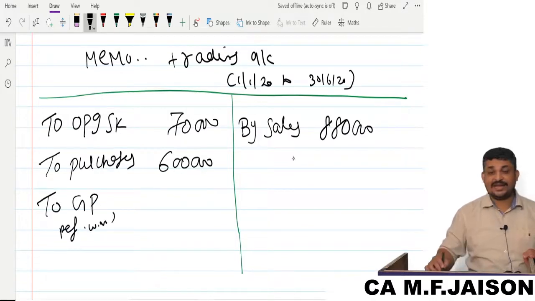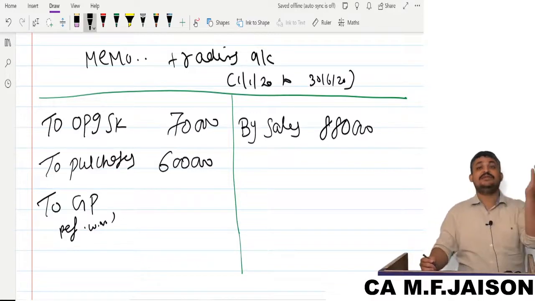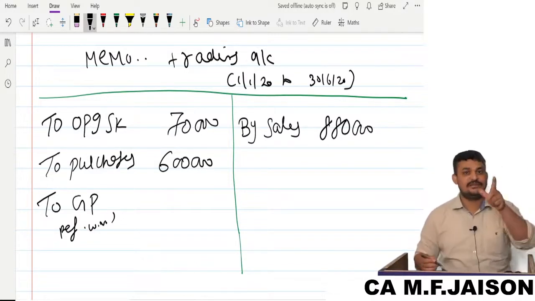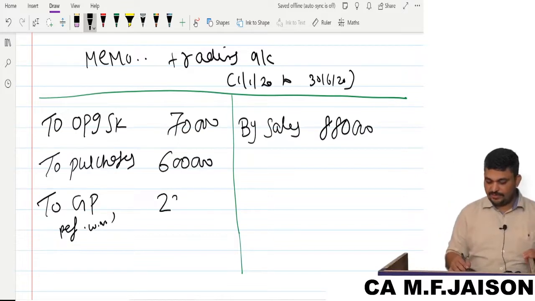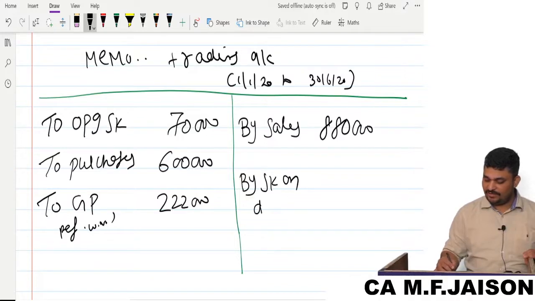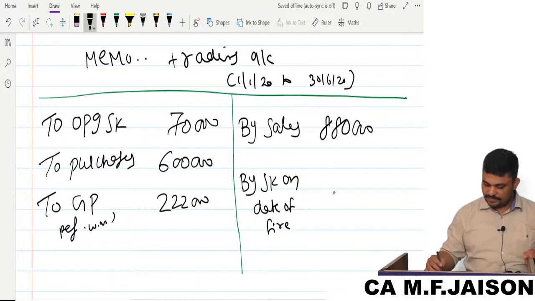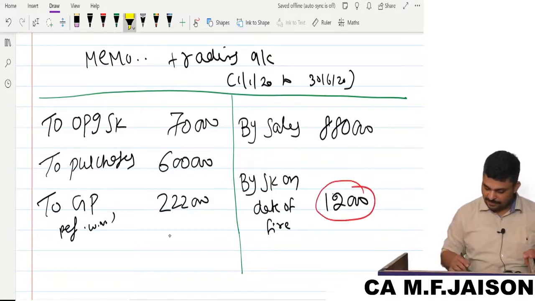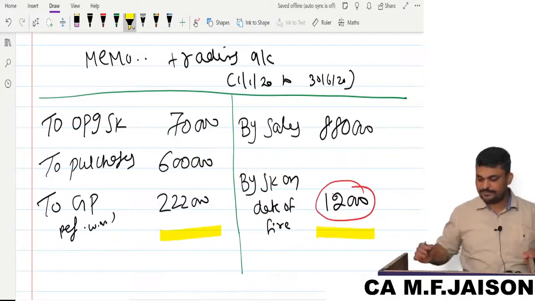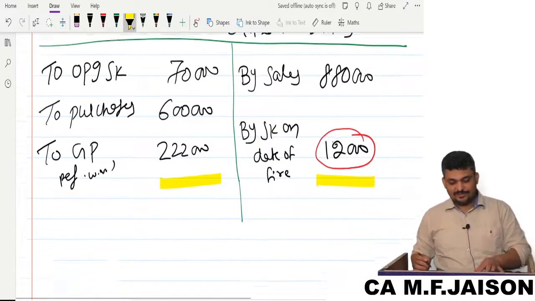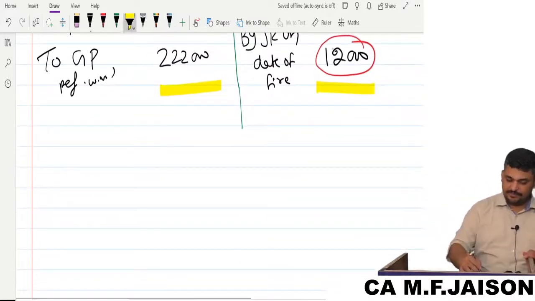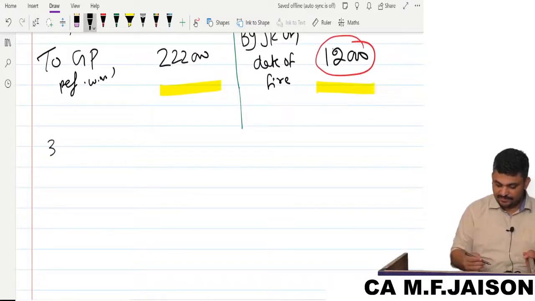We can't simply say 8,80,000 at one ratio. 8,80,000 is split in the 110 ratio, 770 in another ratio. Correct? So it is 2,22,000. So we get by stock on date of hire, which is 12,000. This is the stock on date of hire, 12,000. So once that is determined, my dear friends, we will proceed for loss of stock.